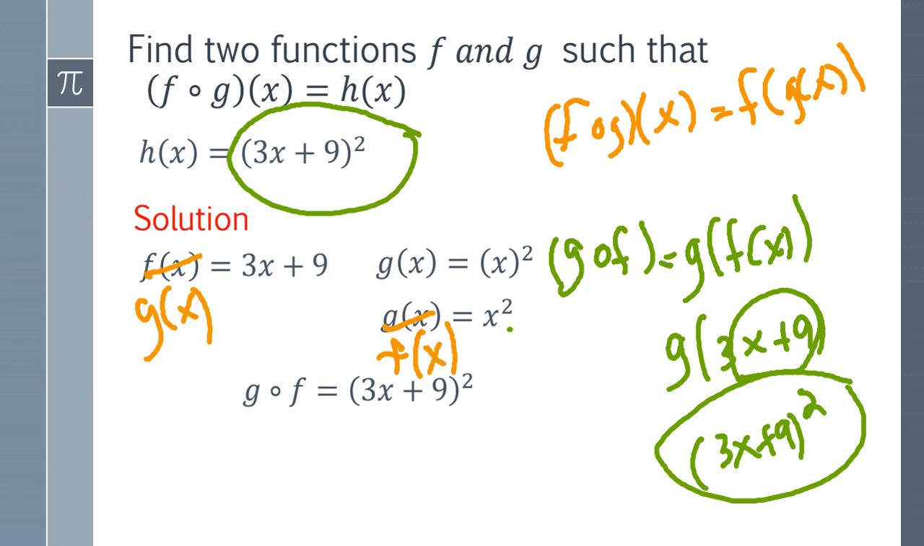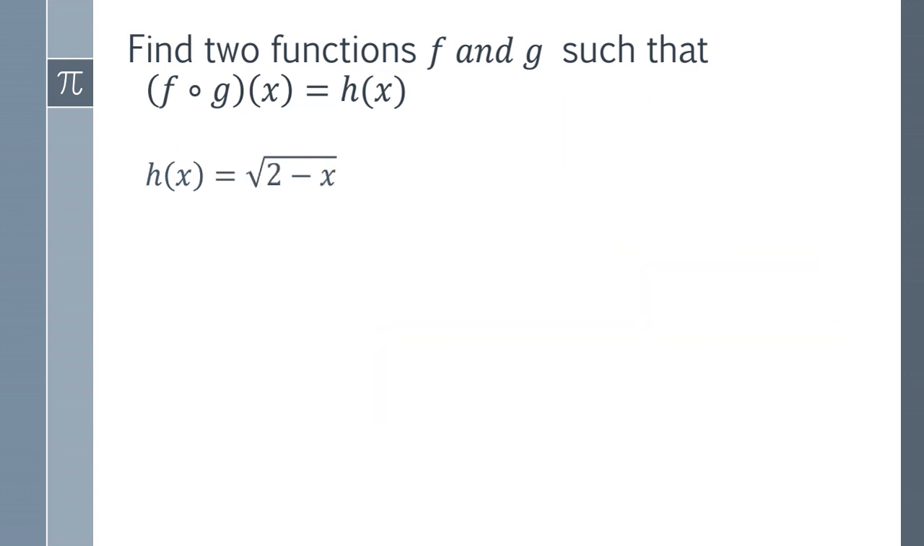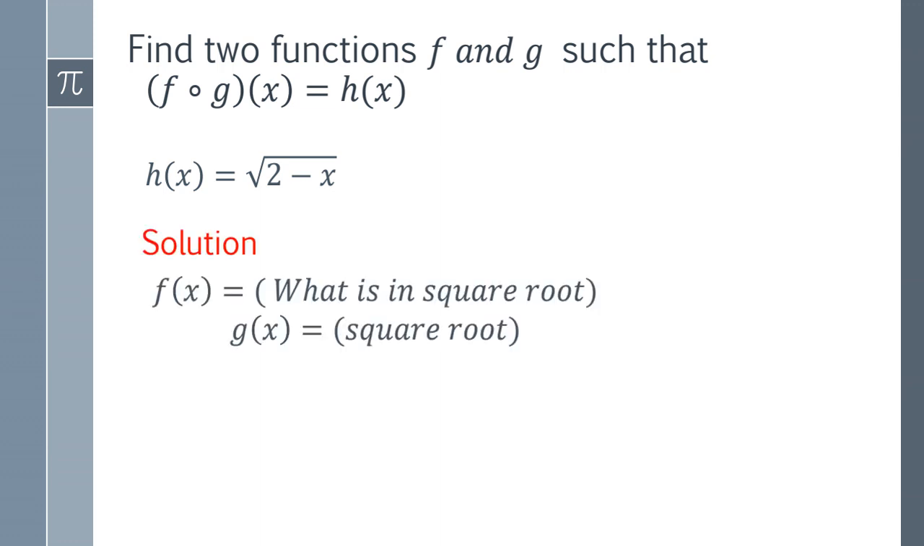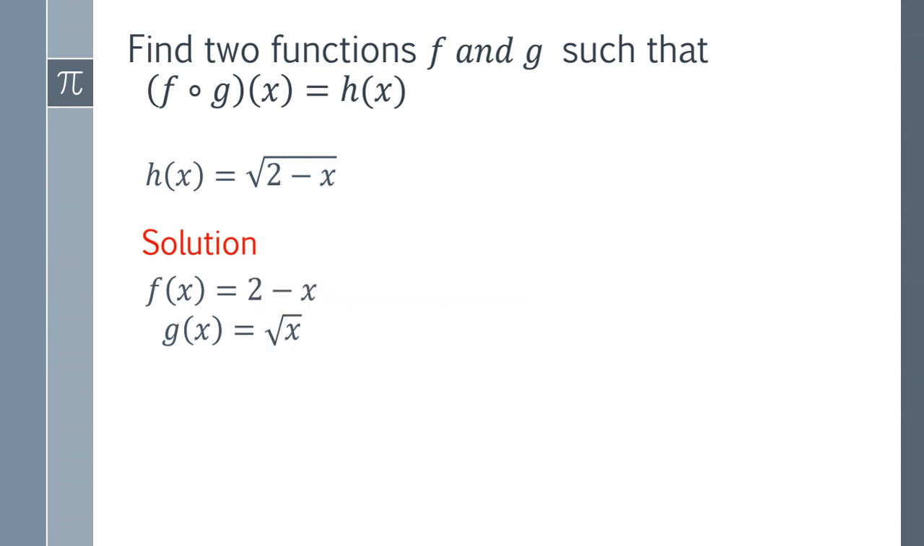Okay, so let's try another one. I think I have another one here. So here we have h of x is square root of 2 minus x. What is in the inside? What is in the square root? And then g of x would be the actual square root. So f of x, we can call it 2 minus x, that's the inside. And then the square root of x is the outside.